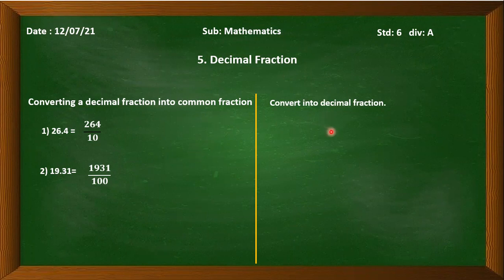Can you solve this sum? Just note it down in your notebook and we will solve it. Okay, the first one: you have to convert it into a decimal fraction, which is 1250 upon 1000. Can anyone tell me the answer? There are three zeros in the denominator.